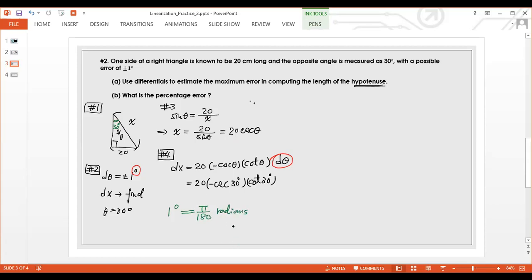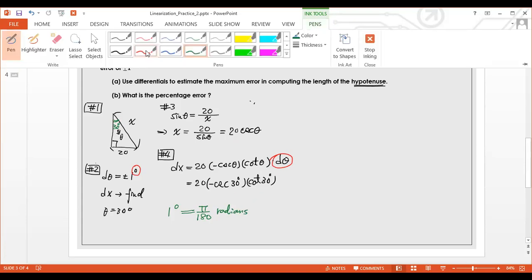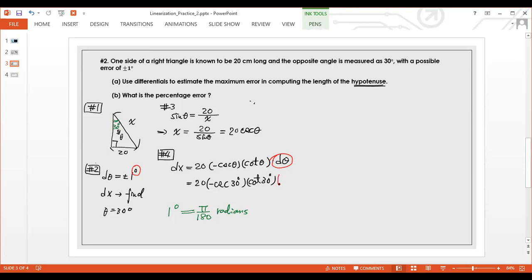Okay, so it's 180 radians. So now I can start to change this one. Then I can do that because they said, so this will be the plus minus pi over 180. Now when I change it to the radians, I don't have units anymore. Okay, so what is the cosecant of 30? This is a special angle, so it's 2. And the cotangent of 30, this is square root of 3 here.